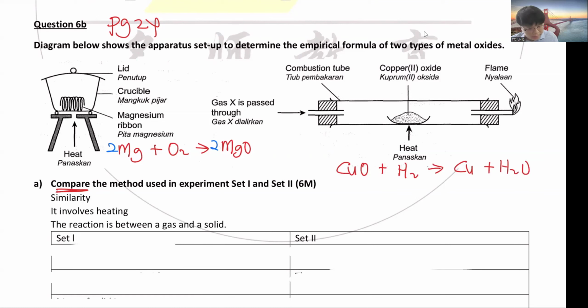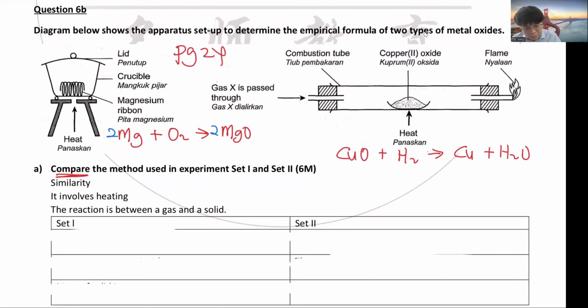Okay, so you write the similarity first. What is the same is both got heating, and both are using a gas. This is oxygen gas, this is hydrogen gas, and a solid. They want you to find out the similarity and differences. And you might get this essay in your exam.